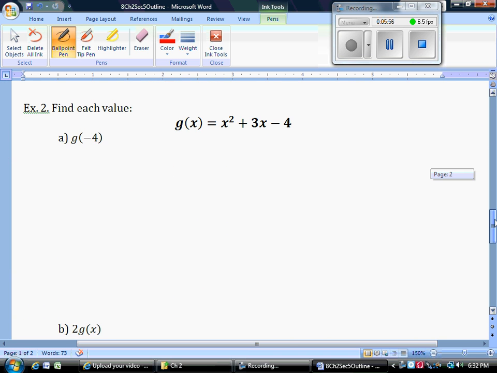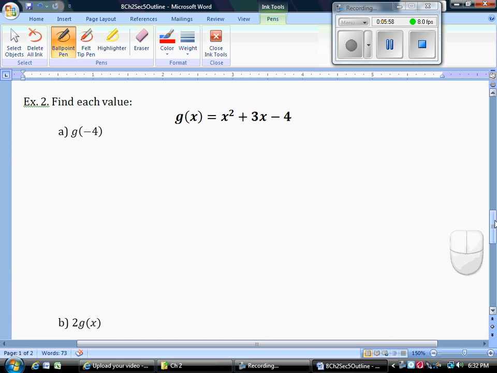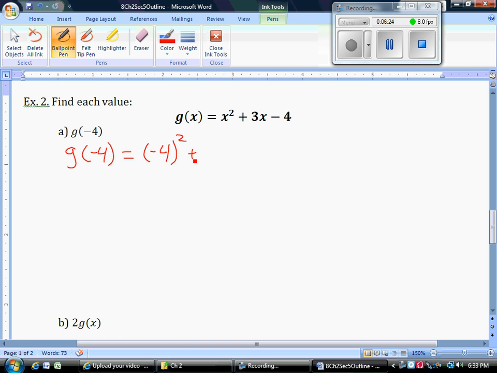Okay? I have a different function now. Typically, you're always going to see functions using either the letter f or the letter g. So this time we're going to do it with g of x. In particular, for example 2a, I'm going to look at g of negative 4. I'm going to plug it in every single instance that I see an x. So I'll have negative 4 squared plus 3 times negative 4 minus 4.